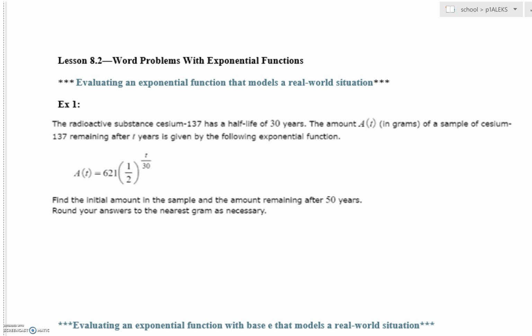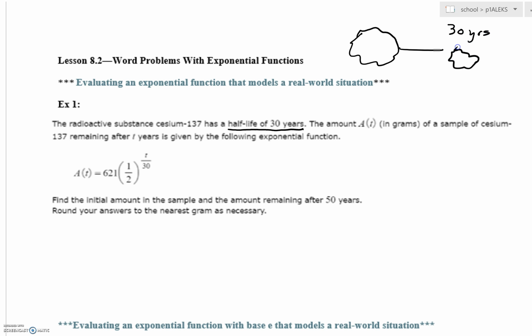The radioactive substance cesium-137 has a half-life of 30 years. What that means is you'd have this mass right here. 30 years later, it would be half as big. So if it started off with 10 grams, now it would be 5 grams. So that's what half-life really is all about. There's radioactive decay. Here is an equation that will represent the amount that we have.